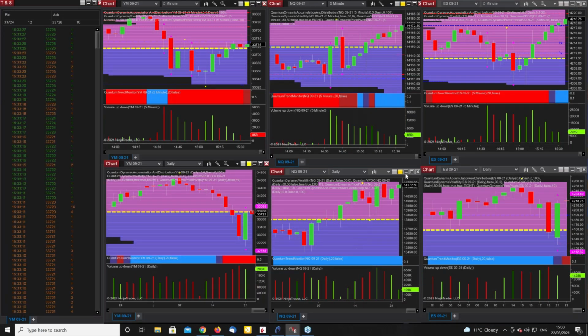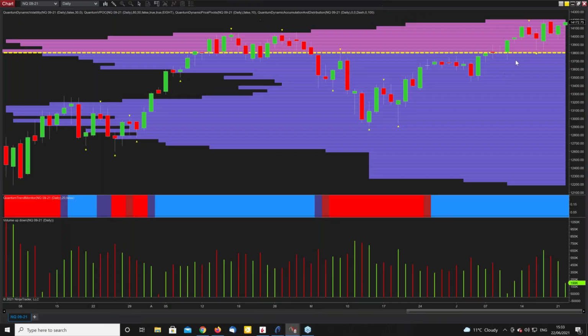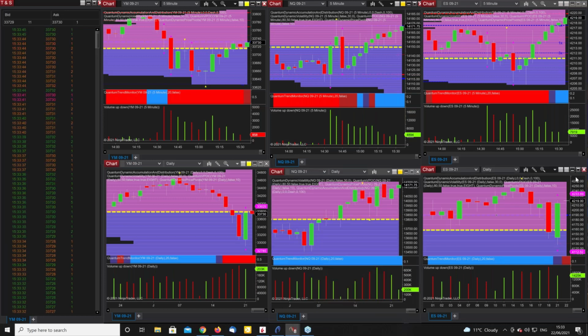In terms of the NQ, it's a very different picture, as I say. It's really a question of looking at when we get a break beyond 14,200, and then obviously once we get through there, there's virtually no volume at all up there because we're breaking out into new high ground all the time. So we'll be stepping down onto the weekly to find out where we're going there in terms of levels.